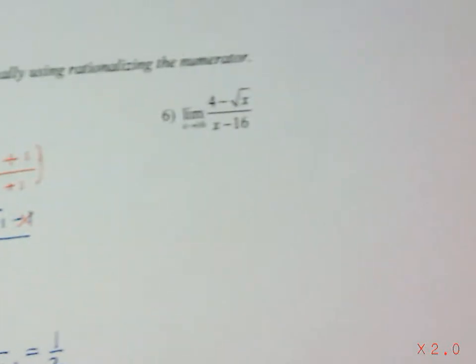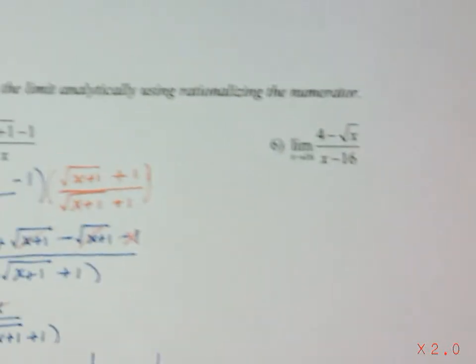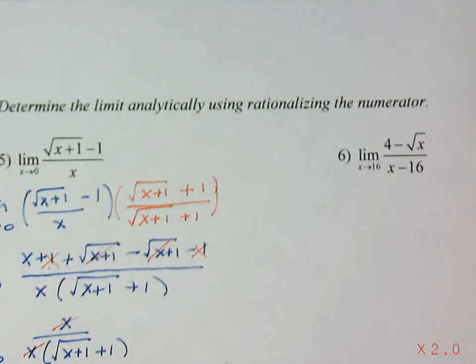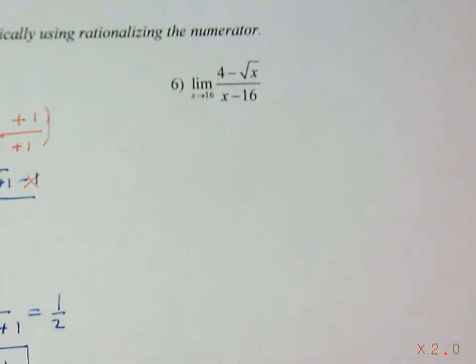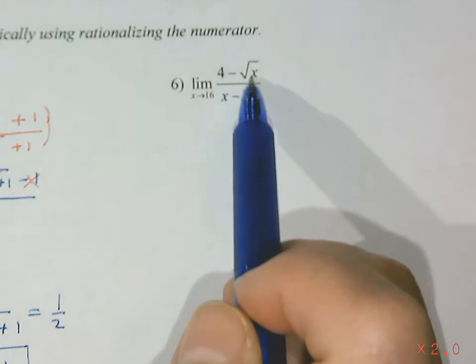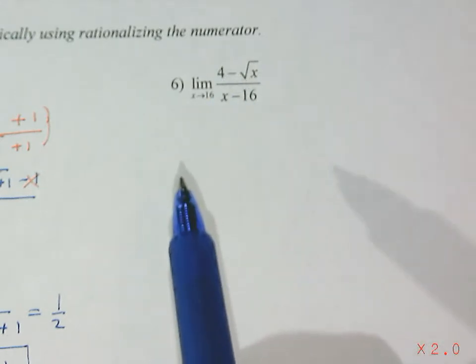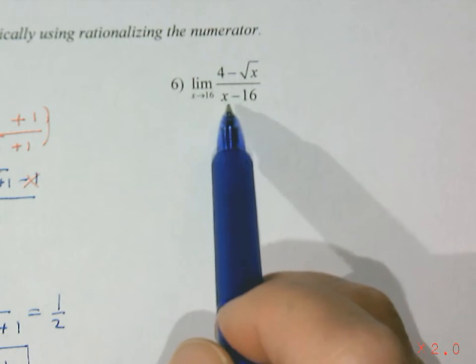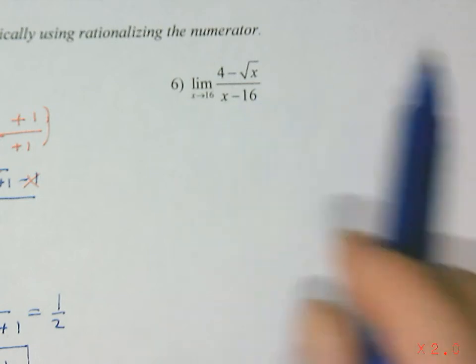One more example in rationalizing a numerator. This one's a little bit different if you look. This had the square root of x plus 1 minus 1. This is going to be 4 minus the square root of x. It's going to still be the same process. I always check first, plugging in the 16. 4 minus the square root of 16 is 4 minus 4, which is 0. 16 minus 16 is 0, so I have 0 over 0 again.